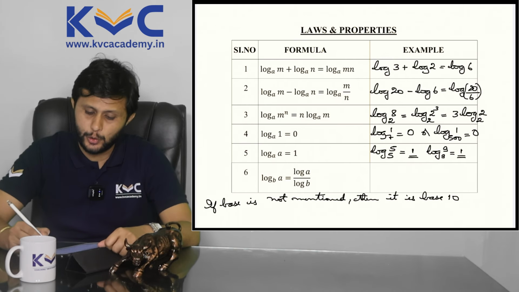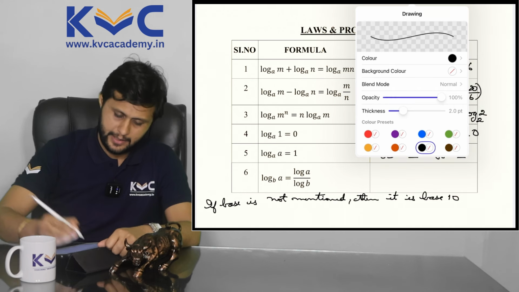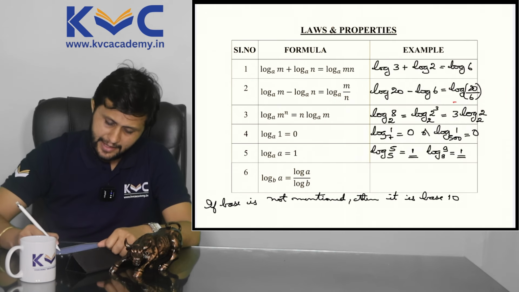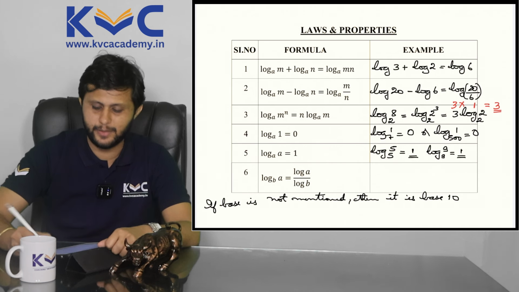Okay. Now I'll go back to serial number 3 where I had given the example. I had 3 into log 2 to the base 2. Correct? What is log 2 to the base 2 equal to? I'll write it in a different color. If I have to simplify it, I have 3 into log 2 to the base 2 is equal to 1. 3 into 1 is equal to 3.